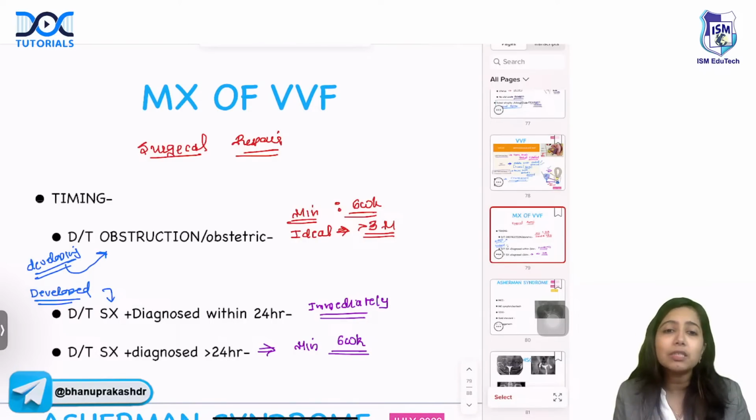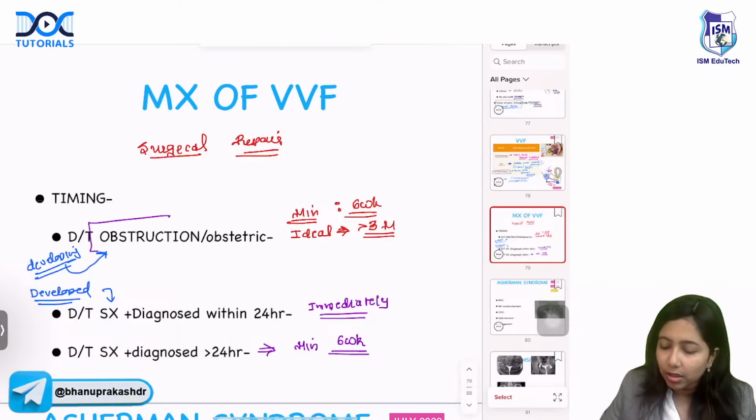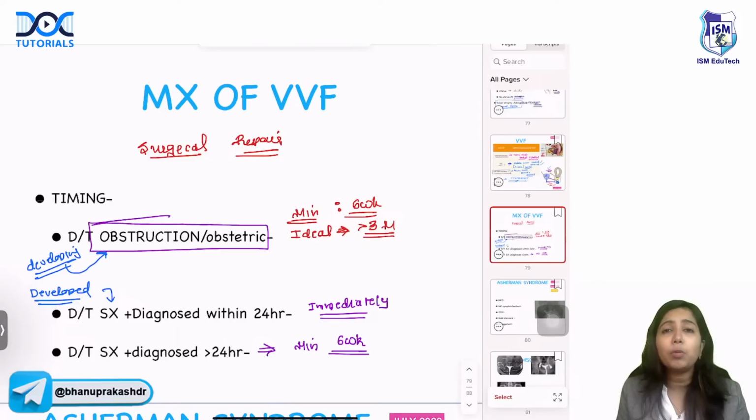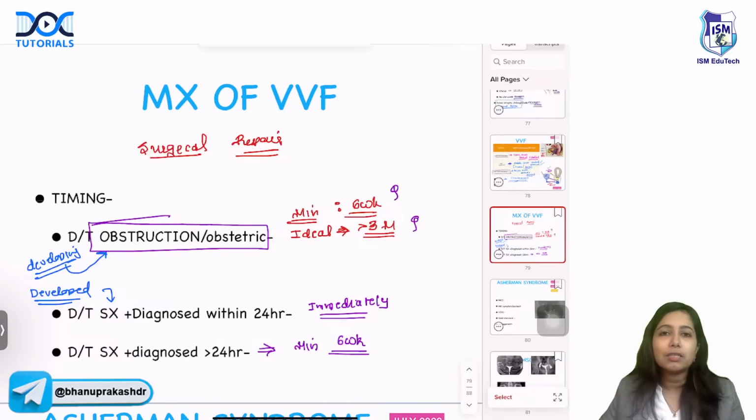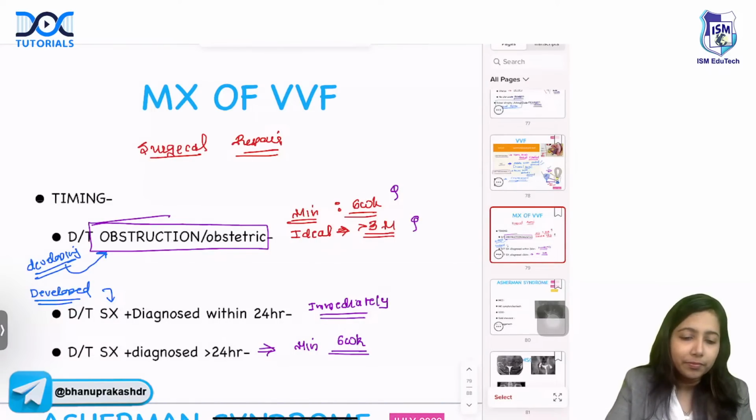it. After a surgery, if it is diagnosed after 24 hours, you will wait for 6 weeks. If it is an obstruction, such as an obstetric cause, there will be a lot of edema. Again, minimum wait for 6 weeks. Ideal is beyond 3 months. You can find all these questions. Is it clear?